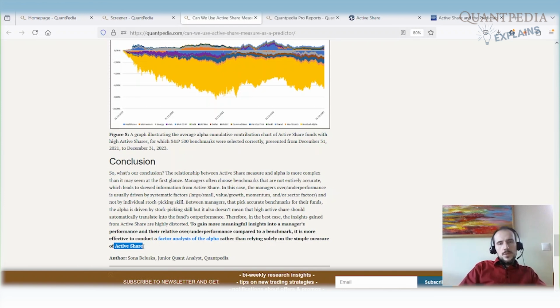So do not use the active share. It doesn't make sense. It will not give you any added value. If you would like to know something about how the manager performs, take your time, do the factor analysis of the alpha. You will gain more knowledge than just one number. What is the activity of the manager? What is the active share of the manager?